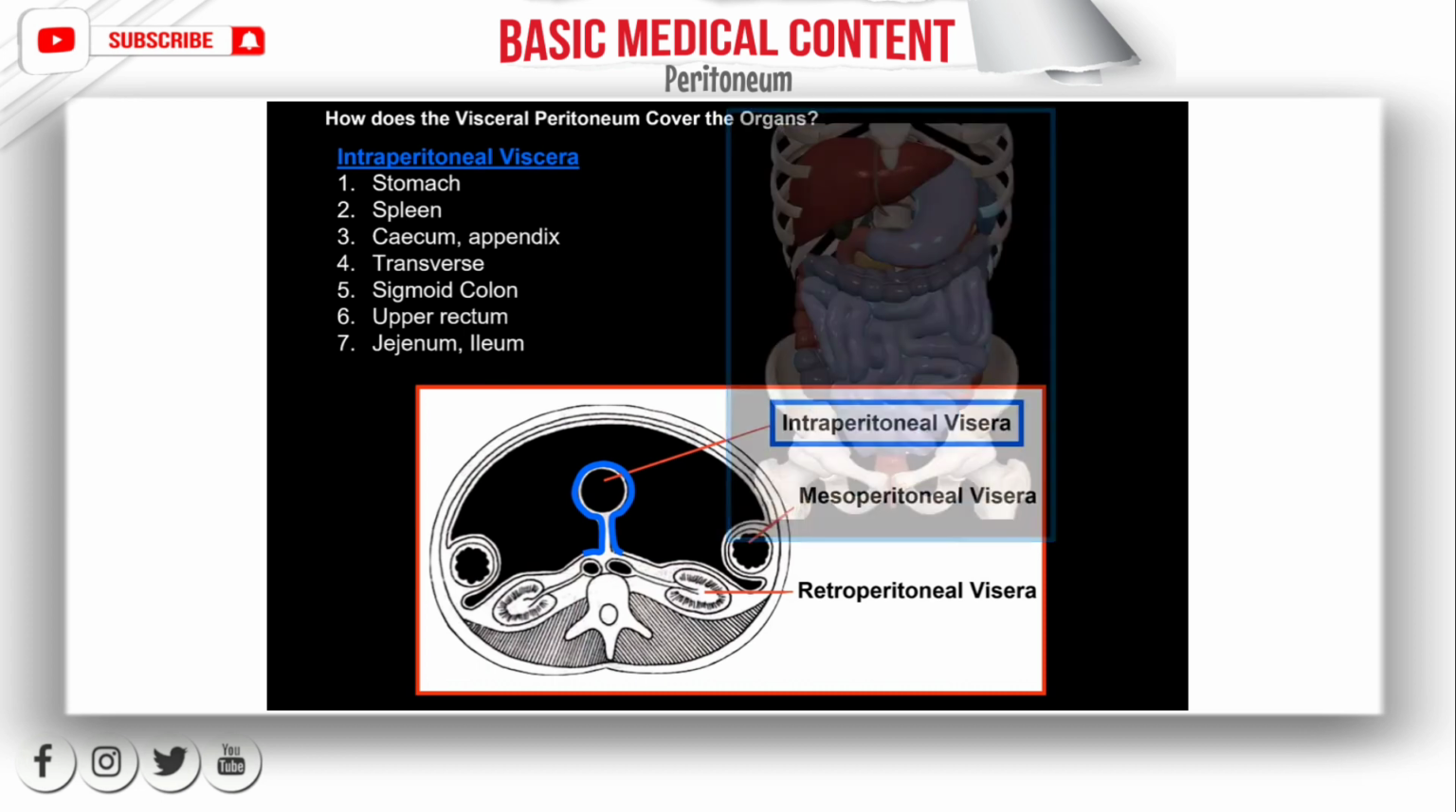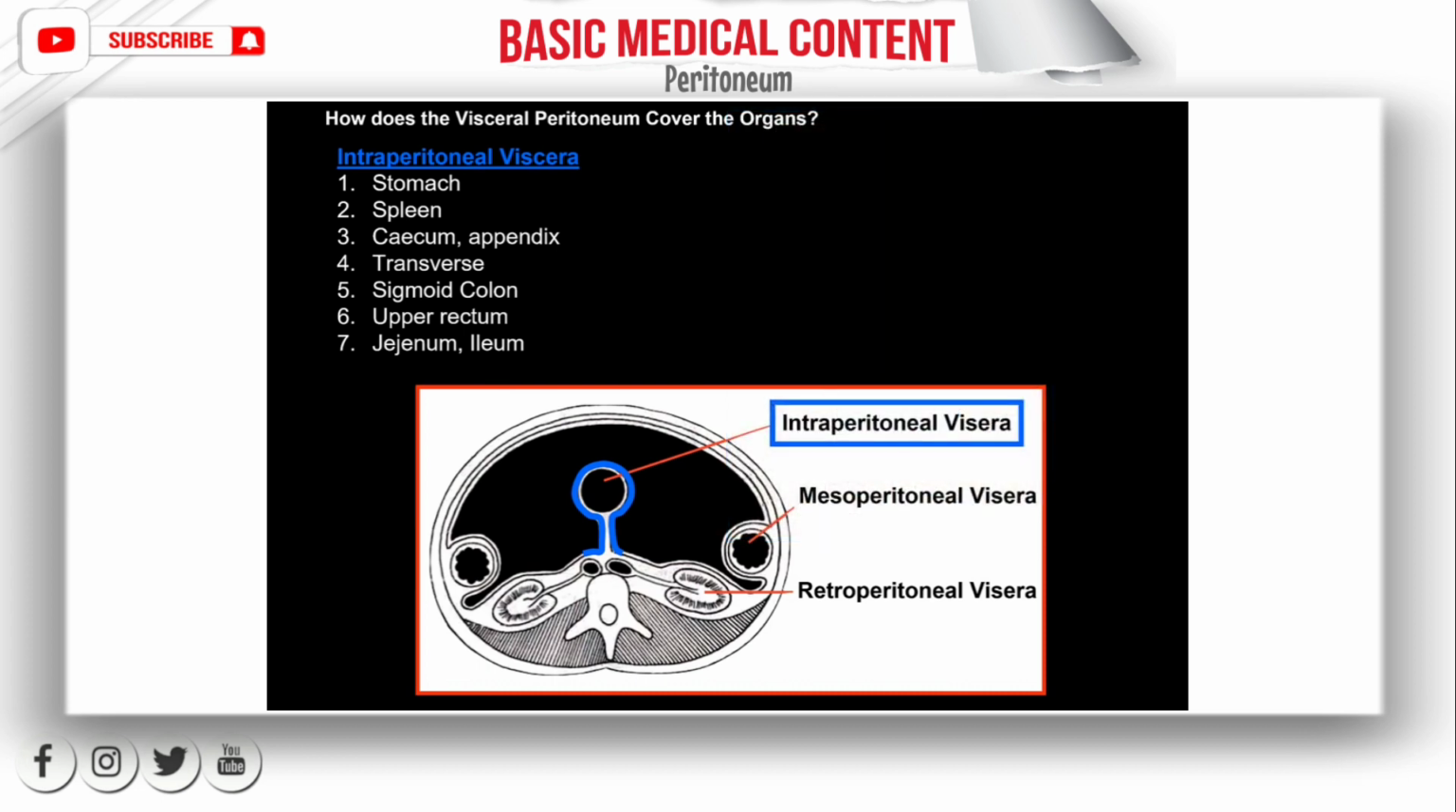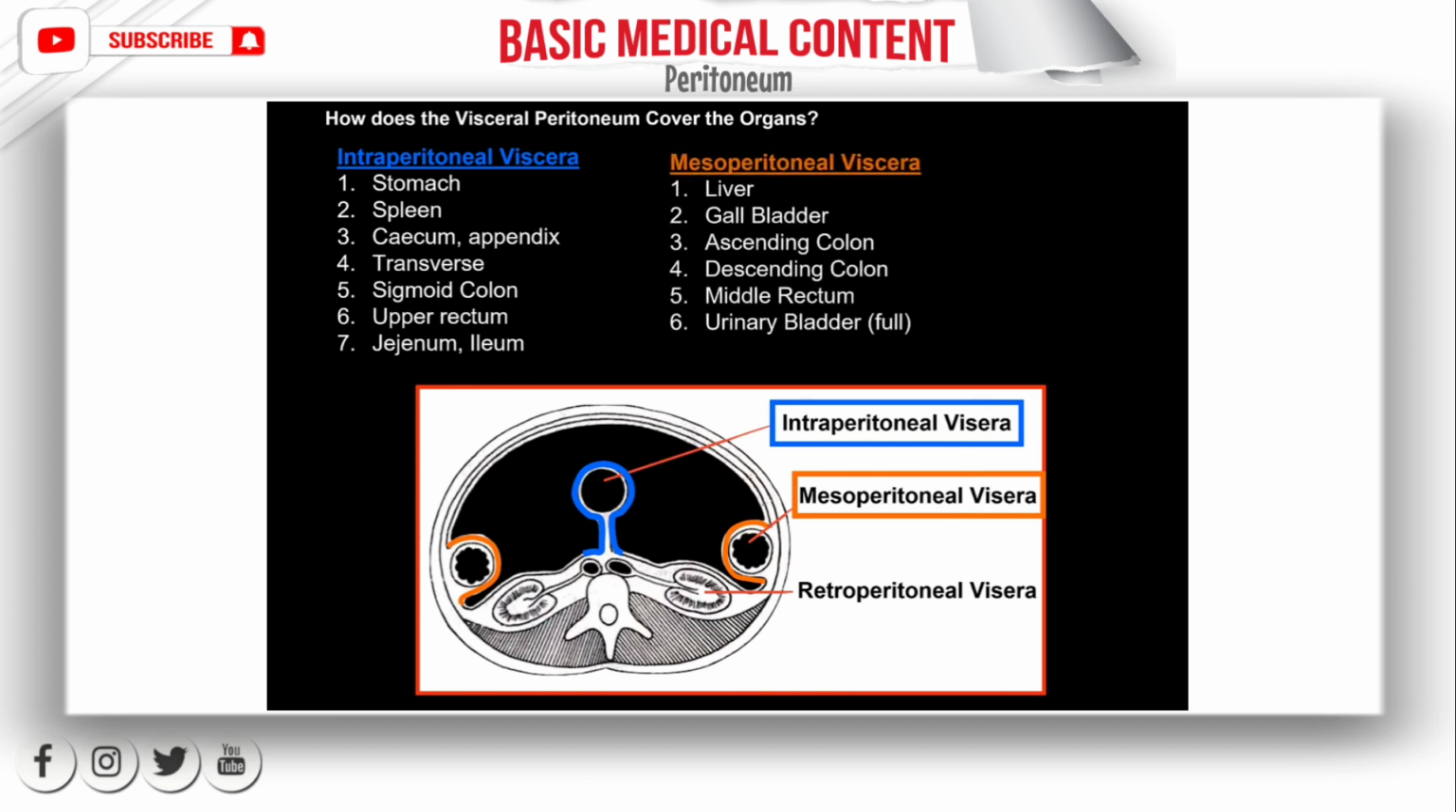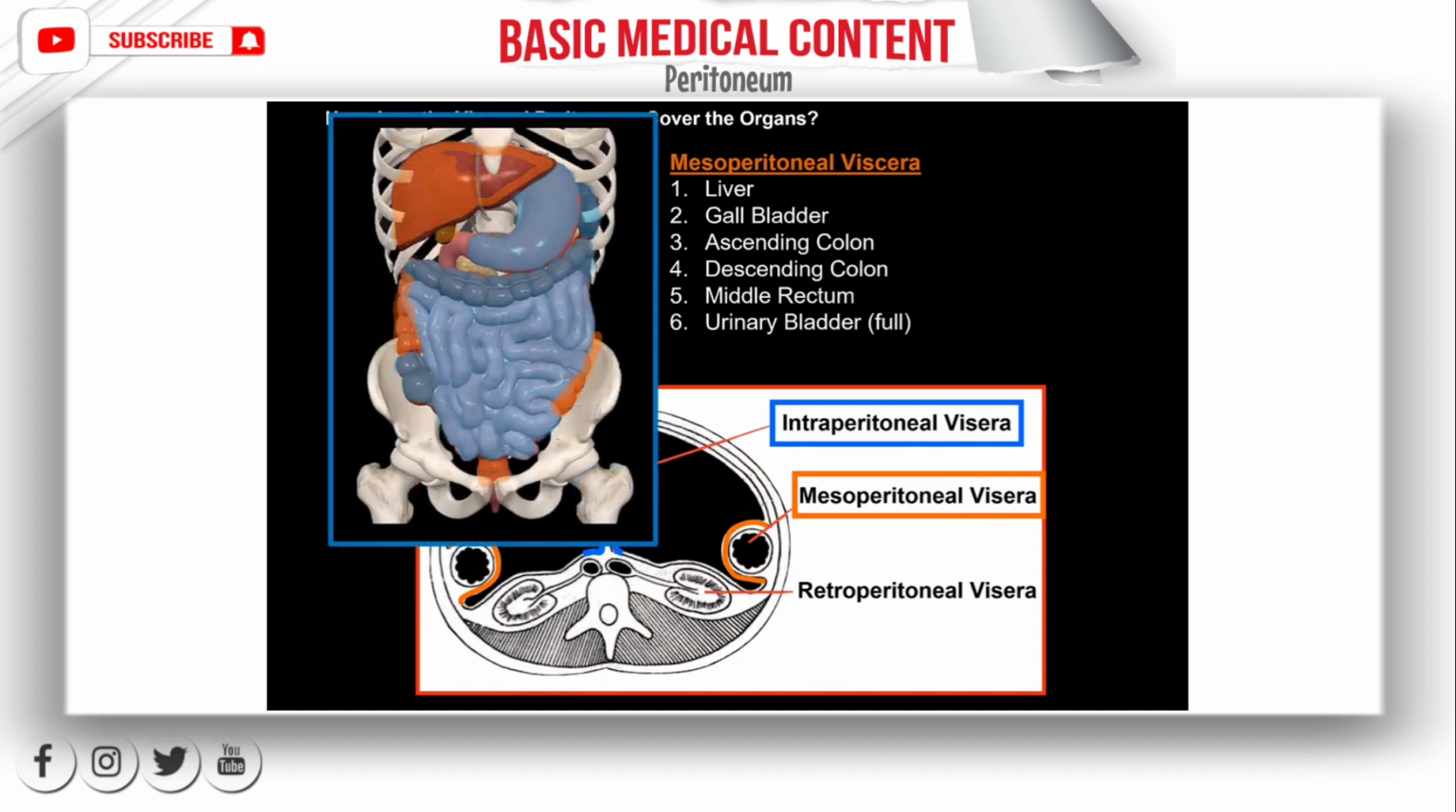Awesome. Another type of organs we have are the mesoperitoneal organs, which are the internal organs covered by the visceral peritoneum from three different sides, as you see here. Here I've listed all the organs that are partially invested by the visceral peritoneum. We got the liver, due to the bare area, the gallbladder, the ascending and the descending colon, the middle part of the rectum, and also the urinary bladder is partially covered by the peritoneum when it's full.